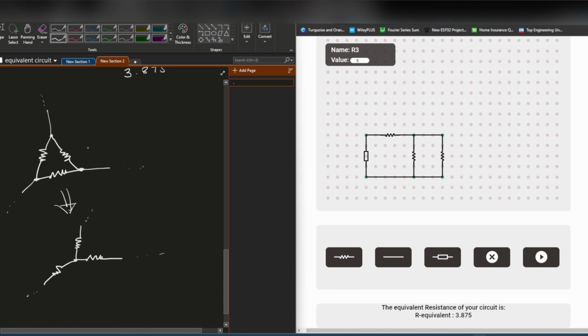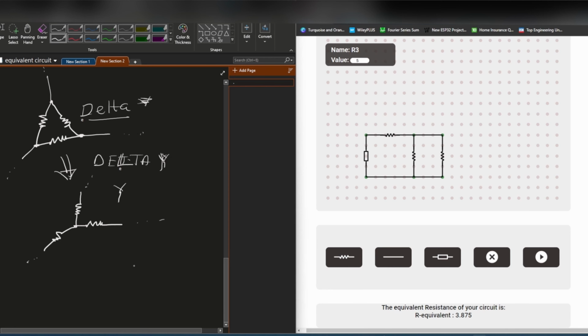Oh, just for the sake of all the people interested, this is called a delta to Y. Actually, this is the delta configuration, this is the Y. And when you convert between them, it's delta-Y transformations. It's pretty easy to do.